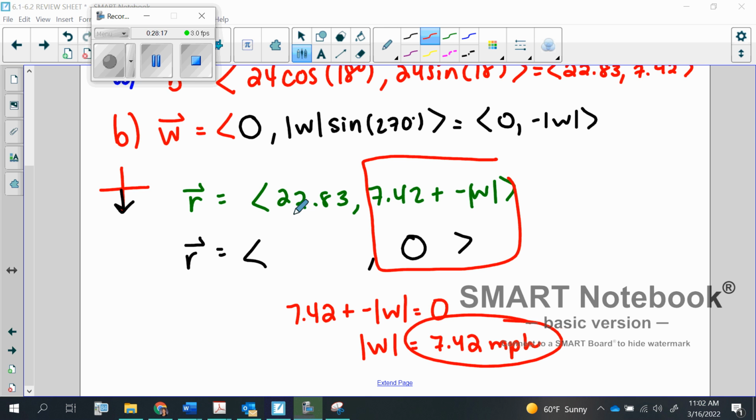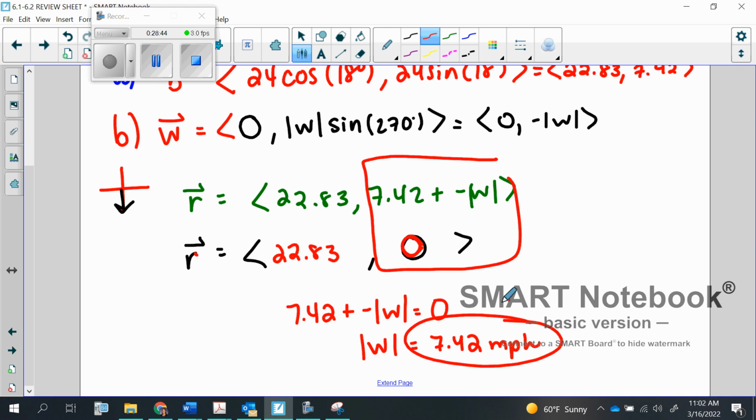Okay, so now that we know that information, we have the speed of the water, which is the magnitude here, and we know our resultant vector has to be 22.83, 0, because we found our resultant by adding them together. And that I totally left out before. I said that we didn't know that. We do. We already found our resultant. And we can find the true speed of the boat by just simply finding the magnitude.